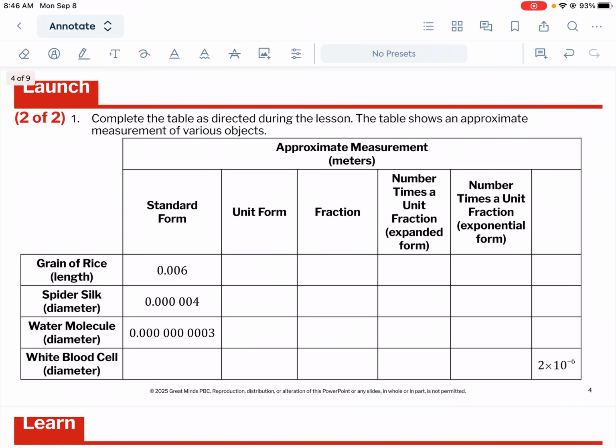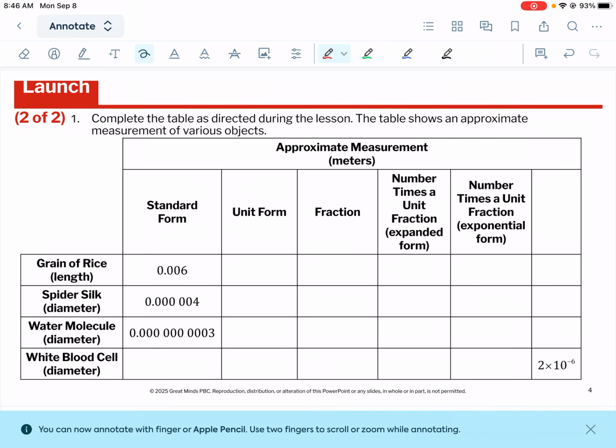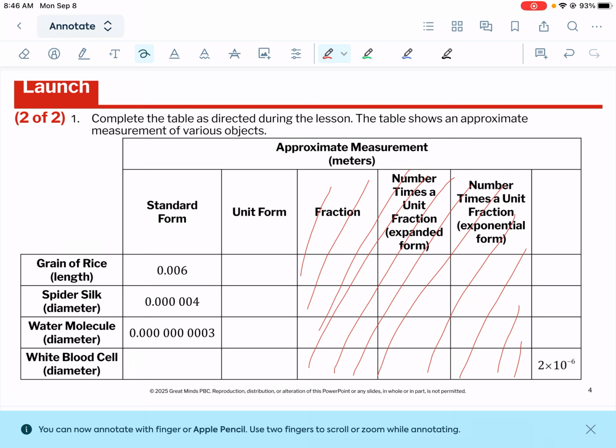In this table, I'm going to read it off right quick. Complete the table as directed during the lesson. The table shows an approximate measurement of various objects. The first thing we did, we crossed out a few of these columns. We crossed out fraction. We crossed out number times a unit in expanded form and exponential form. We are not going to do those. That was aggravating the first time. It was a bit much, and we kind of didn't really need it. So we're going to ignore those.